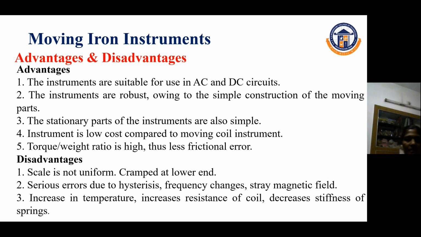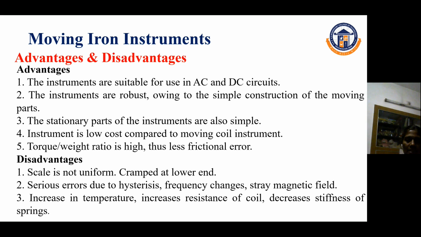What are the advantages of moving iron instruments? This instrument can be used for measuring both AC and DC quantities, and it is very robust owing to the simple construction of the moving parts. The stationary part of the instrument is also very simple and low cost compared to the PMMC instrument, and the torque-to-weight ratio is high, so it has less friction.